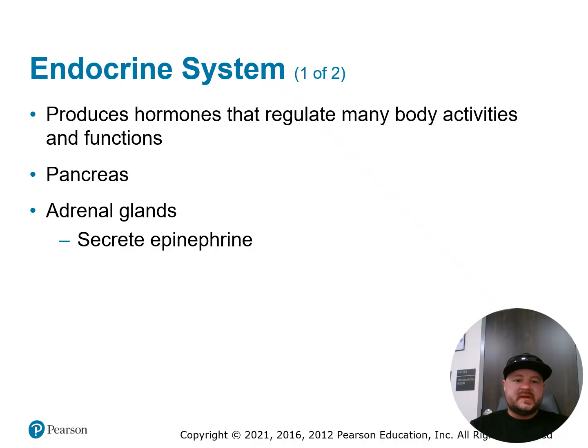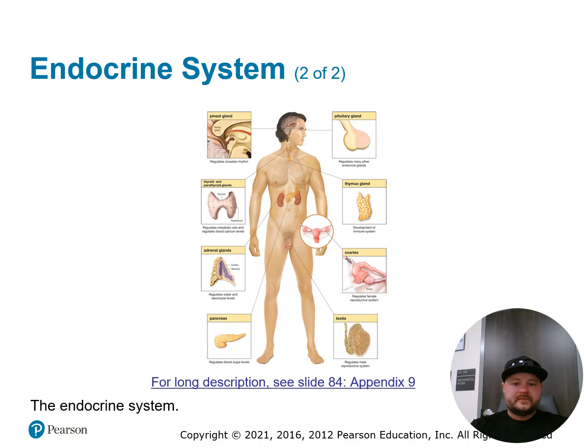So our endocrine system, this system produces hormones that regulate a lot of our body's activities and functions. Our pancreas is a large part of our endocrine system, and adrenal glands. So our pancreas is responsible for the role of insulin in our body, secreting insulin to control our blood glucose level. And then our adrenal glands secrete epinephrine. Give you guys a chance to look at this picture here.